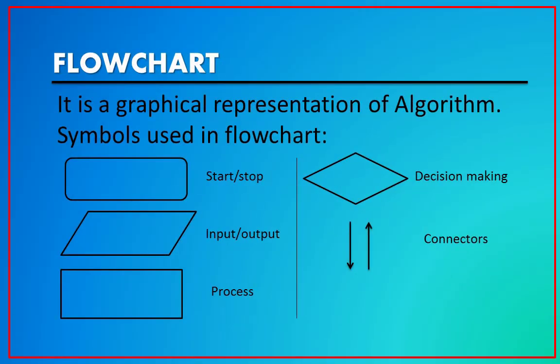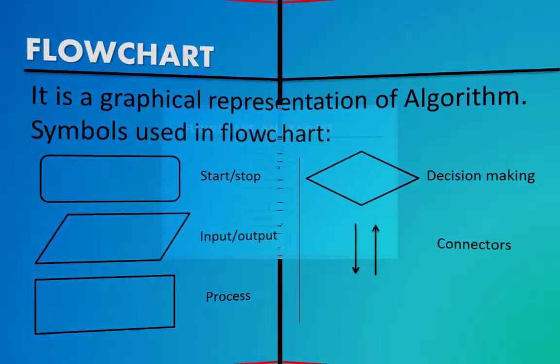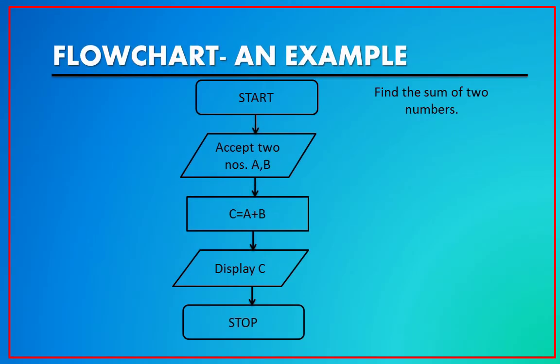Next is the flowchart. It is a graphical representation of an algorithm. See what are the symbols used in a flowchart for start, stop, input, output, process, decision making, and the connectors. So this is an example of a flowchart where two numbers are added.